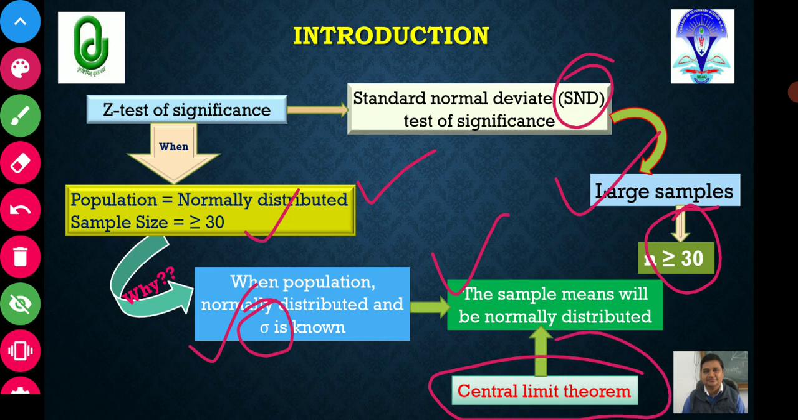So what it wants to tell is why this Z test of significance is applicable in a normally distributed population. Because when population is normally distributed and standard deviation is known, the sample mean will also be normally distributed, and normal distribution of sample mean is very necessary for application of Z test of significance. So in a nutshell, you have to remember that Z test of significance is very much applicable for the population which is normally distributed.